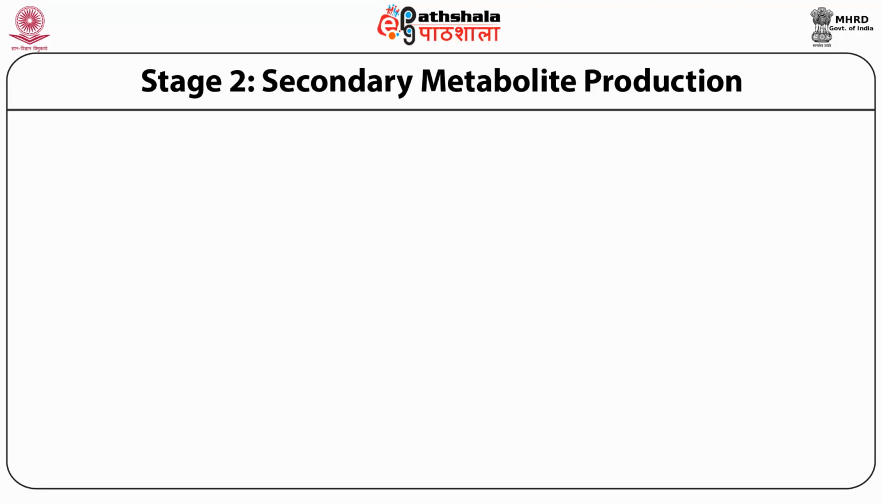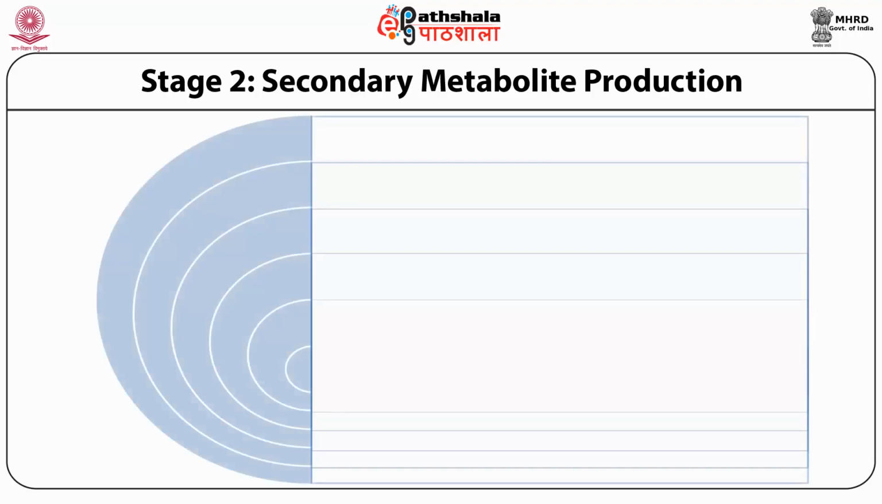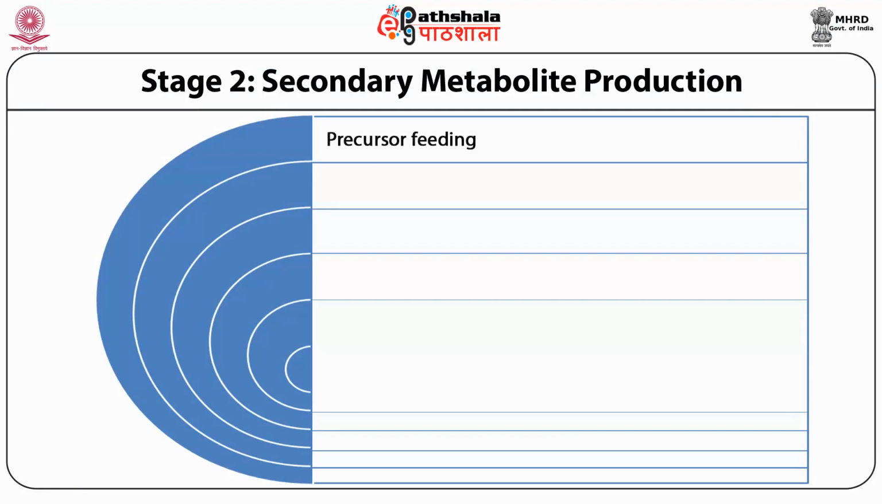See, in a sense, what we are doing is we are making the environment more challenging so that the cell growth is inhibited, and there is an element of stress for the cells which forces them to start producing secondary metabolites. Coming on to the first strategy, which is precursor feeding.